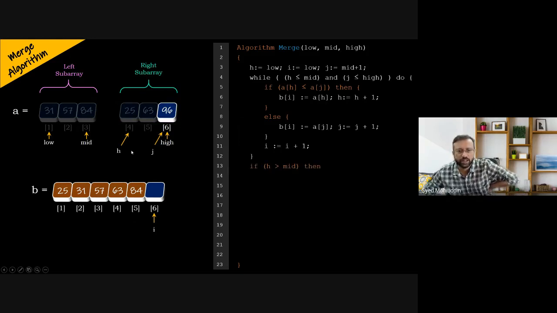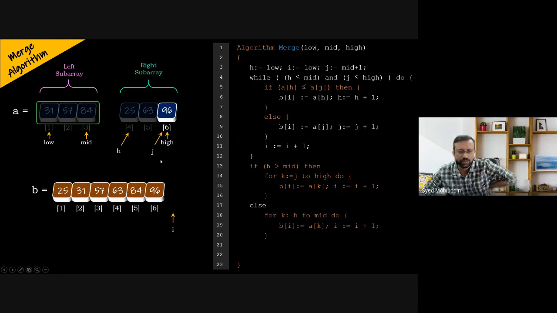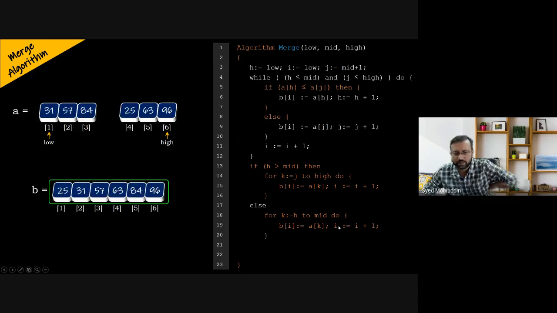So if H is greater than mid, that means H crosses mid, that means left is over. Now copy all the elements from J, with K equal to J, we are using a for loop, J to high, at the end, all the elements into the array B and increment I. Else, that means J crosses high, so copy all the elements from the left subarray into array B and increment the index.